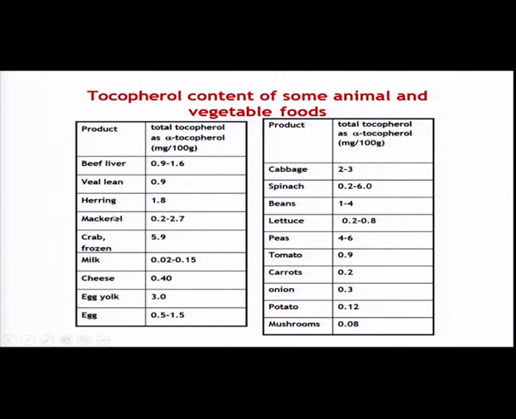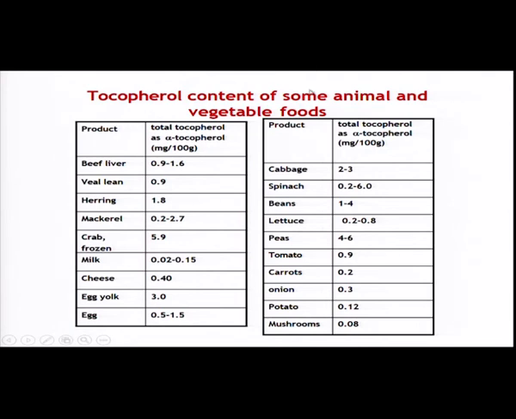And here you have an extended list. You have different portions of animal organ meat rich in vitamin E. You see the liver, the veal, the herring, the mackerel. All these are very good sources for contribution of vitamin E. Here you have again a list of all the vegetables with good sources of vitamin E.